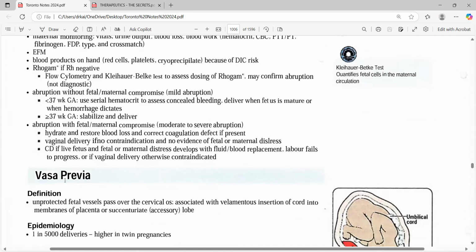So as you see, in placenta previa we go for cesarean delivery. Even with abruptio placentae, if there is a chance, we can go for vaginal delivery. But we can go for cesarean section depending on what is going on with the fetus.